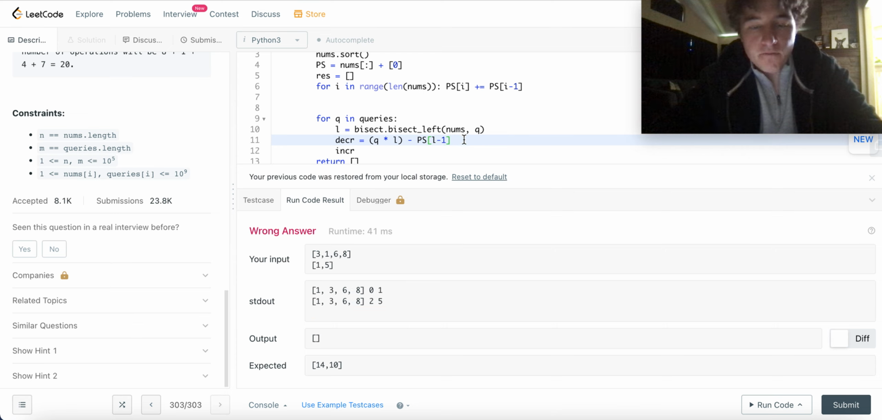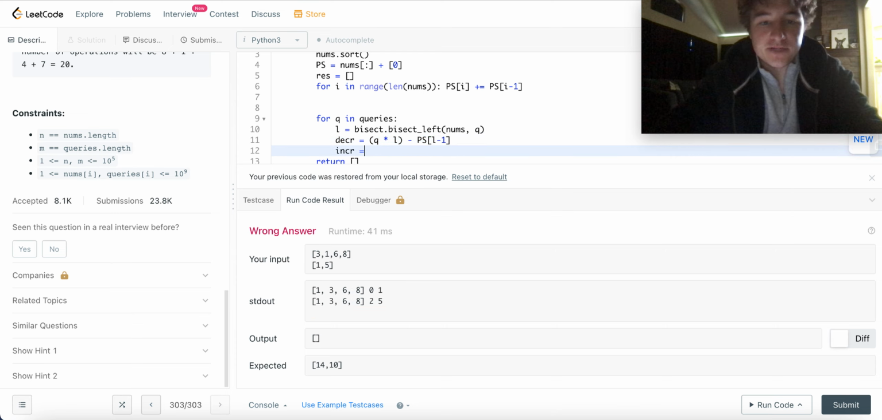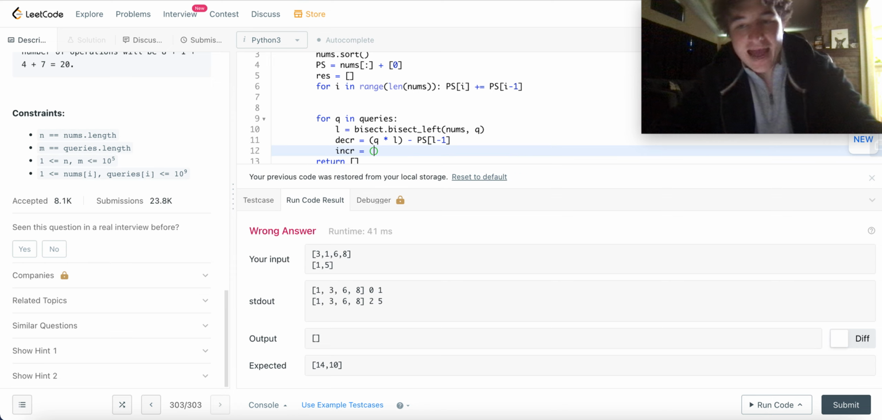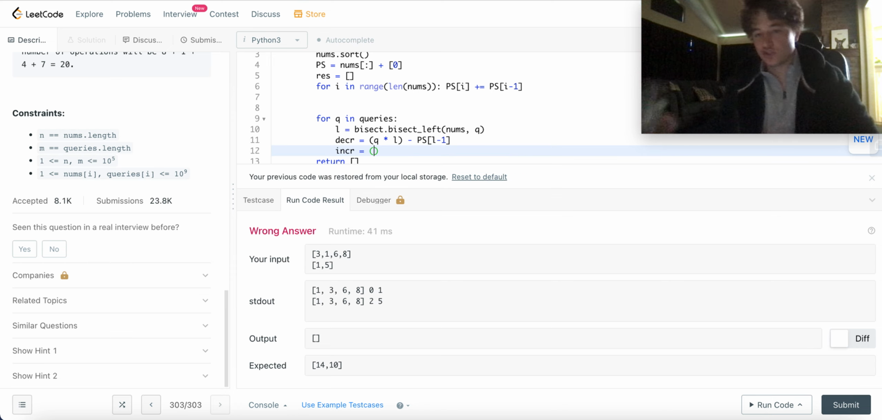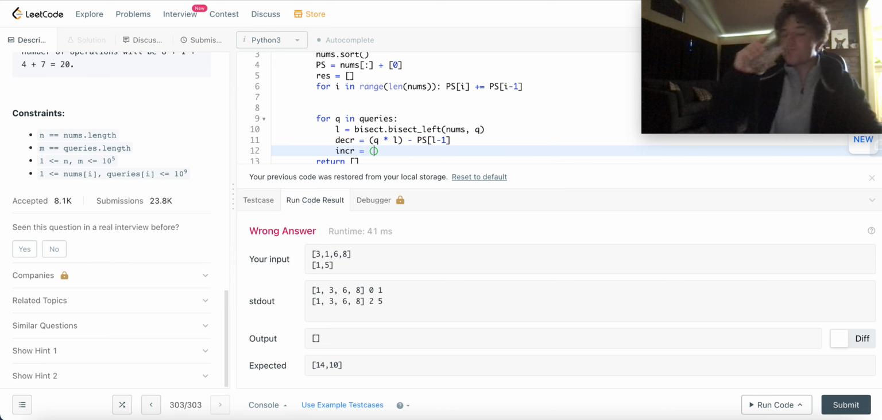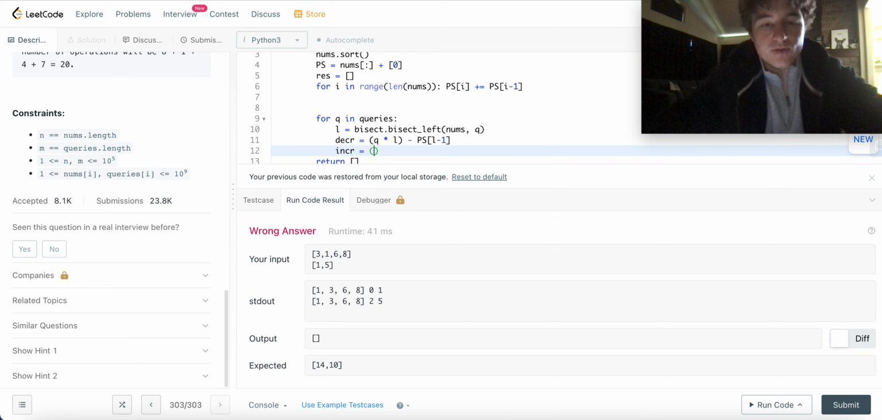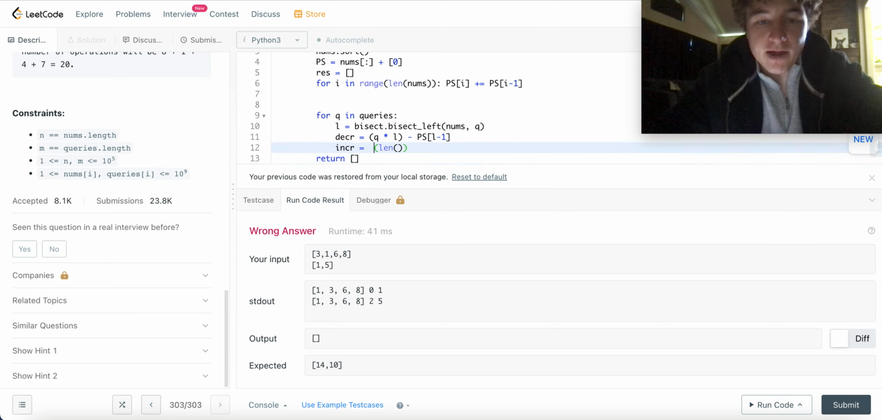Okay. So that would be the decrement. For increment, well, if it's 2, the length is 4, that means there's 2 remaining, right? So this was 0, the length is 4, there's 4 remaining. So I'd do the length, I would do the other way, right? Because now this goes over here.